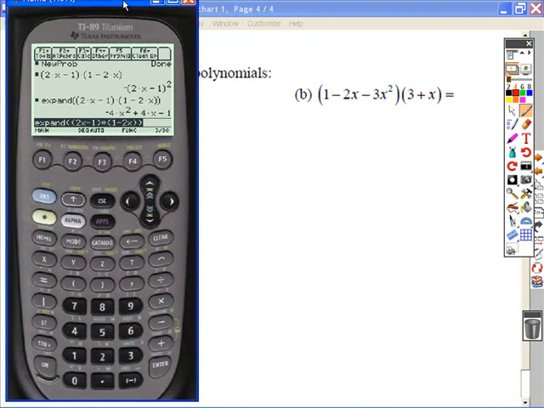All right, see if you can use your calculator to confirm your answer for B. Or, I was just wondering, is it necessary? All right, so if you type this in, once again, we start with expand. Type our product exactly as it is. 1 minus 2x minus 3x squared, all times 3 plus x. Close off the whole expansion. And you get your answer of negative 3x cubed minus 11x squared minus 5x plus 3.